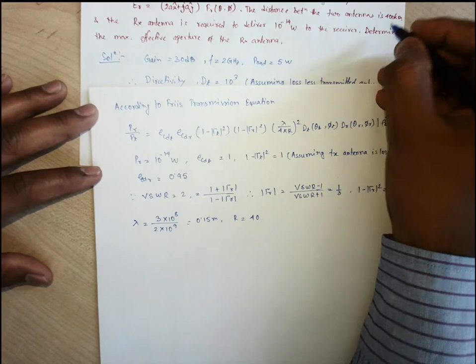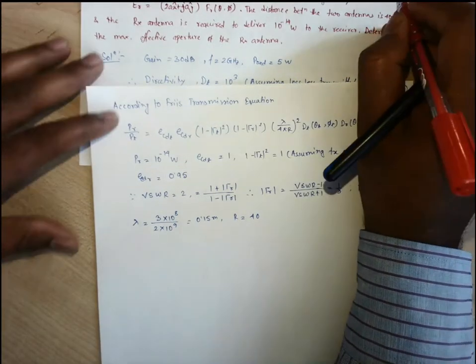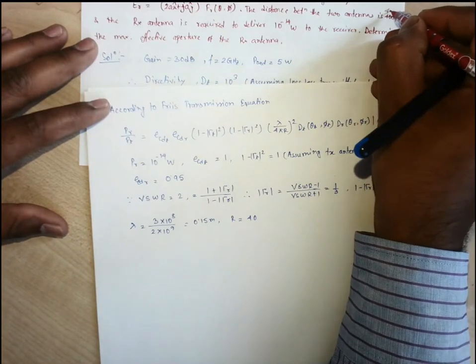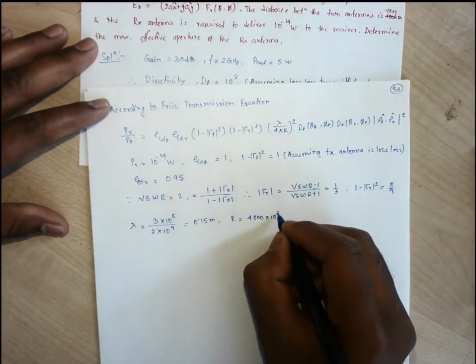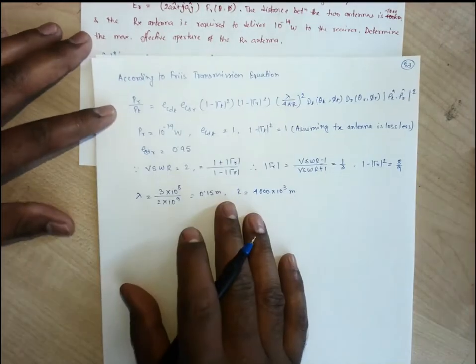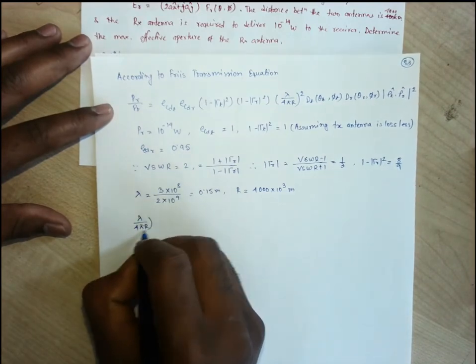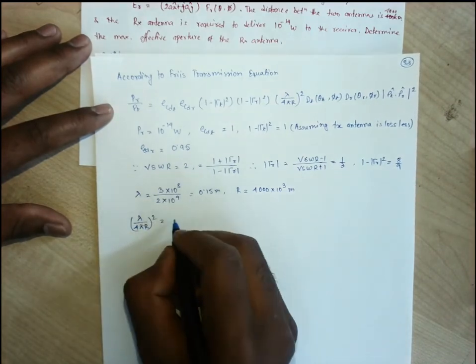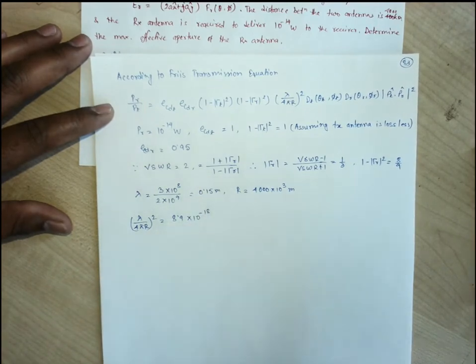Sorry, it is 4,000, not 400. It is 4,000. This distance is 4,000 kilometer. Okay. So what is this lambda by 4 pi r whole square? It is coming out as 8.9 into 10 to the power minus 18.